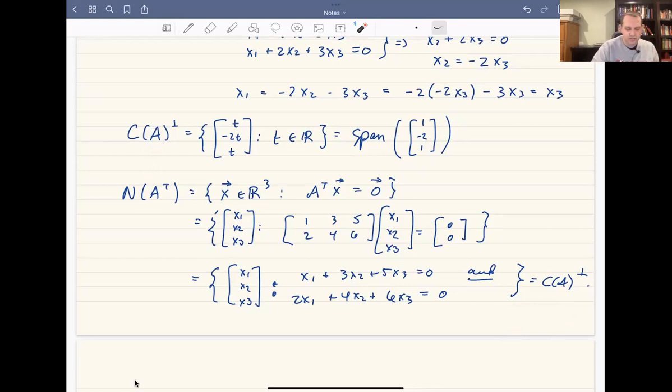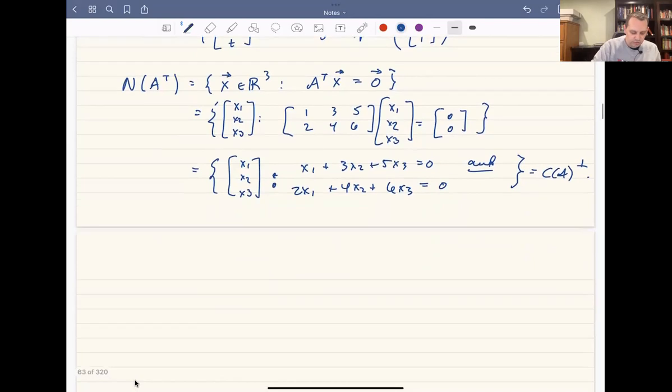And of course, there's nothing special about the matrix in general. So in general, the orthogonal complement of the column space of A is nothing more than the null space of A transpose. Okay, so that's a very nice fact, not too deep, but a useful fact for what we're going to do next. So that's the first thing I wanted to get out here.